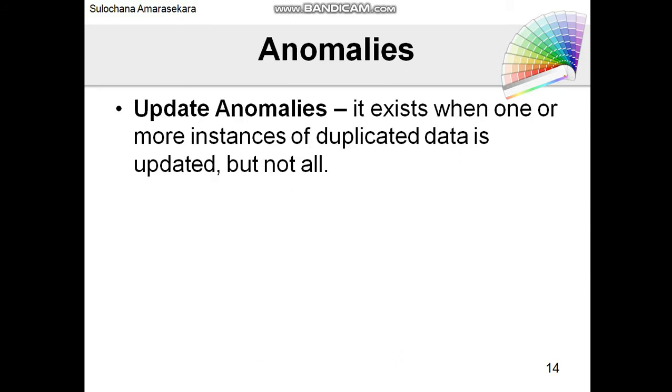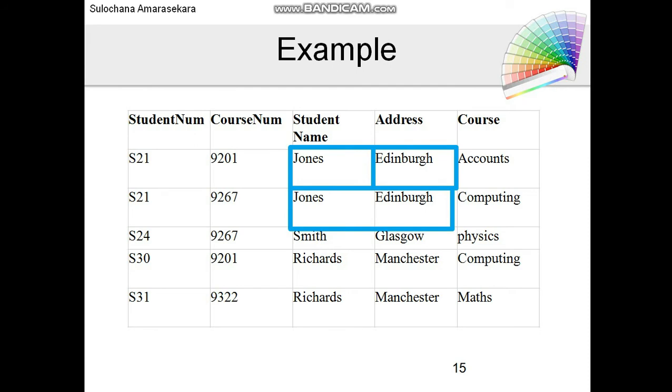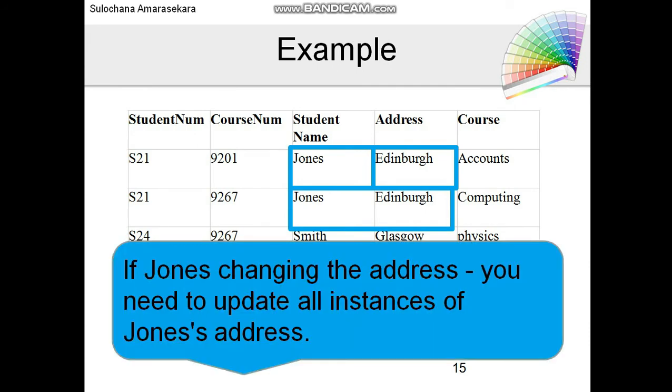First, update anomaly. That means an update operation causes an update of only one instance of duplicate data, while other instances stay without updating. I am going to use an example to explain update anomalies. This is my example. Assume we update John's address, but it doesn't change its duplicate address value in the next line. That means we need to find all duplicates and make changes manually.